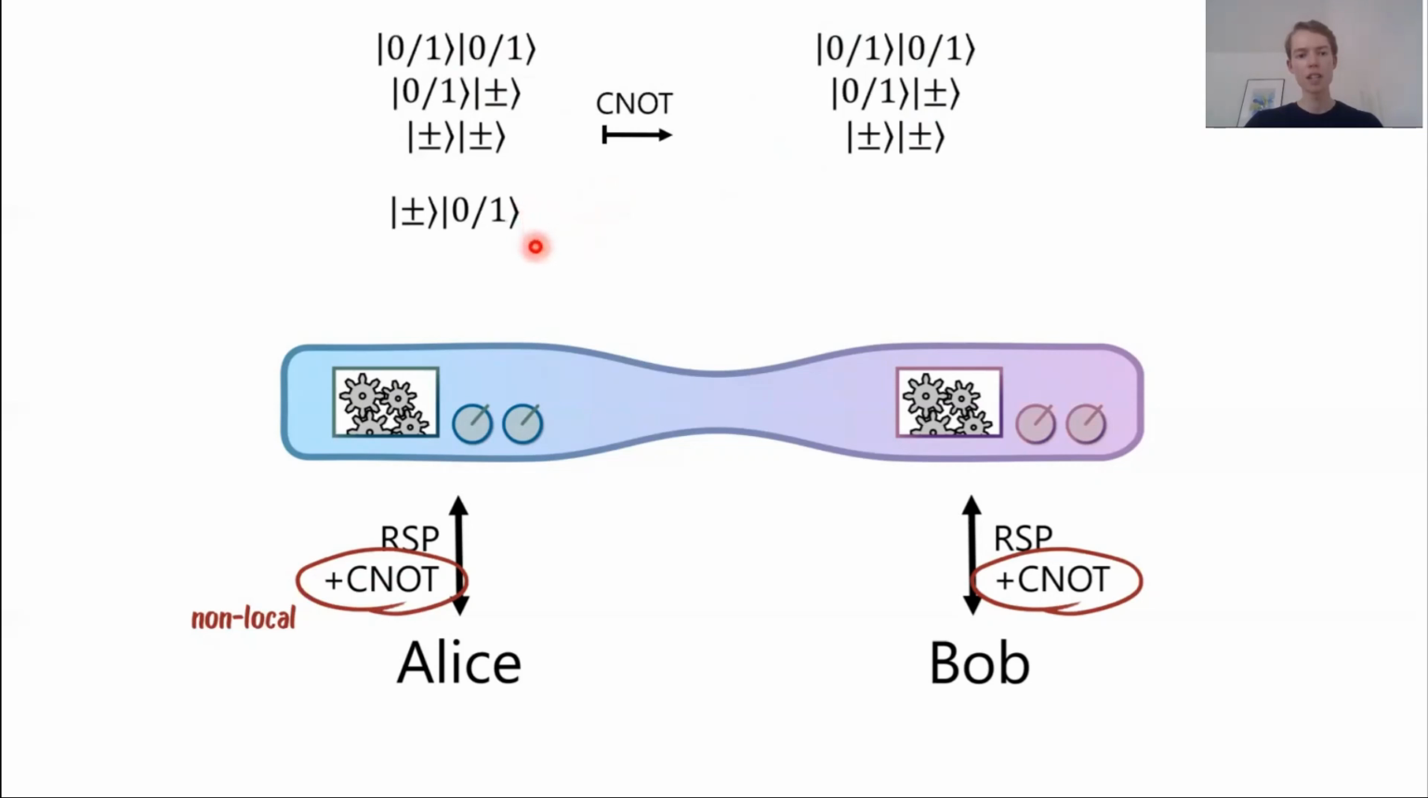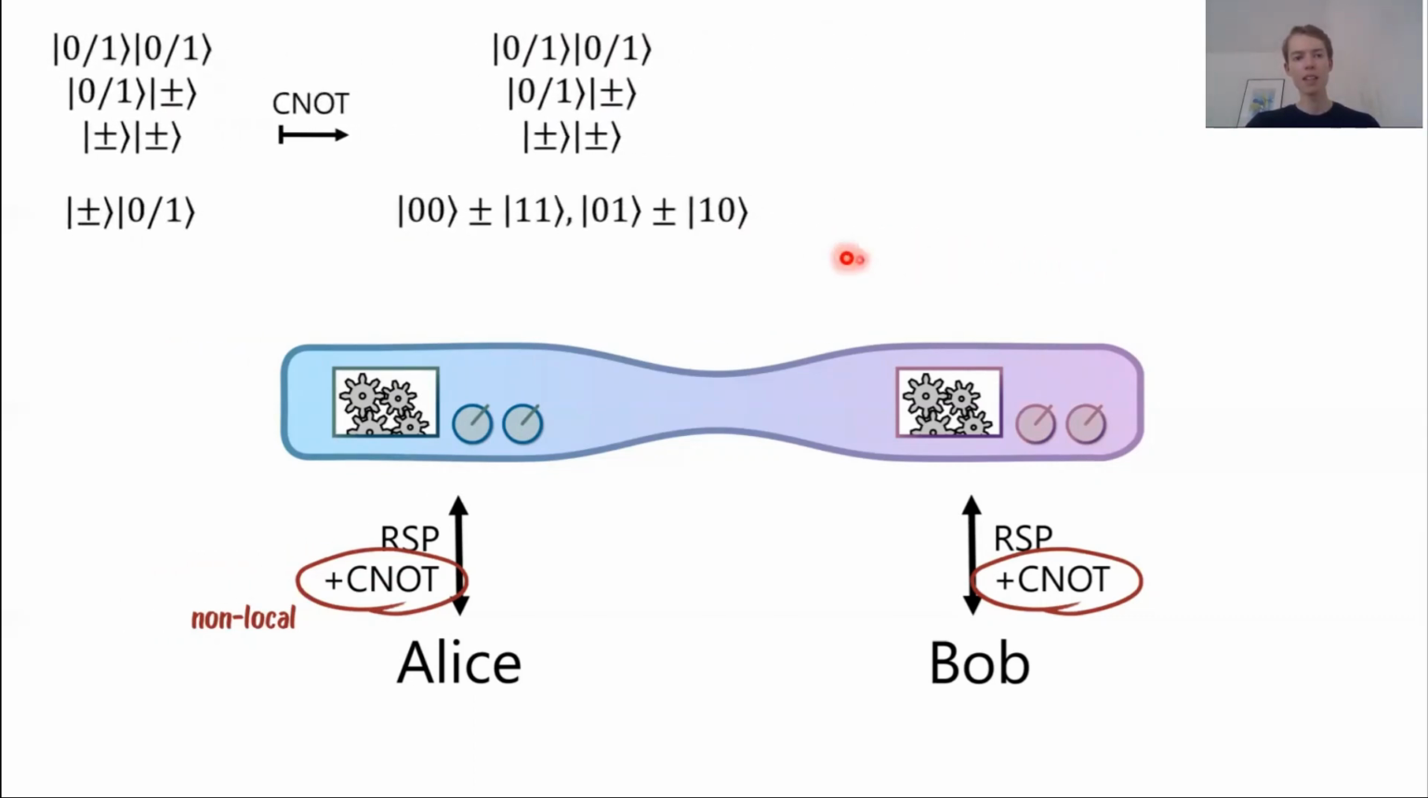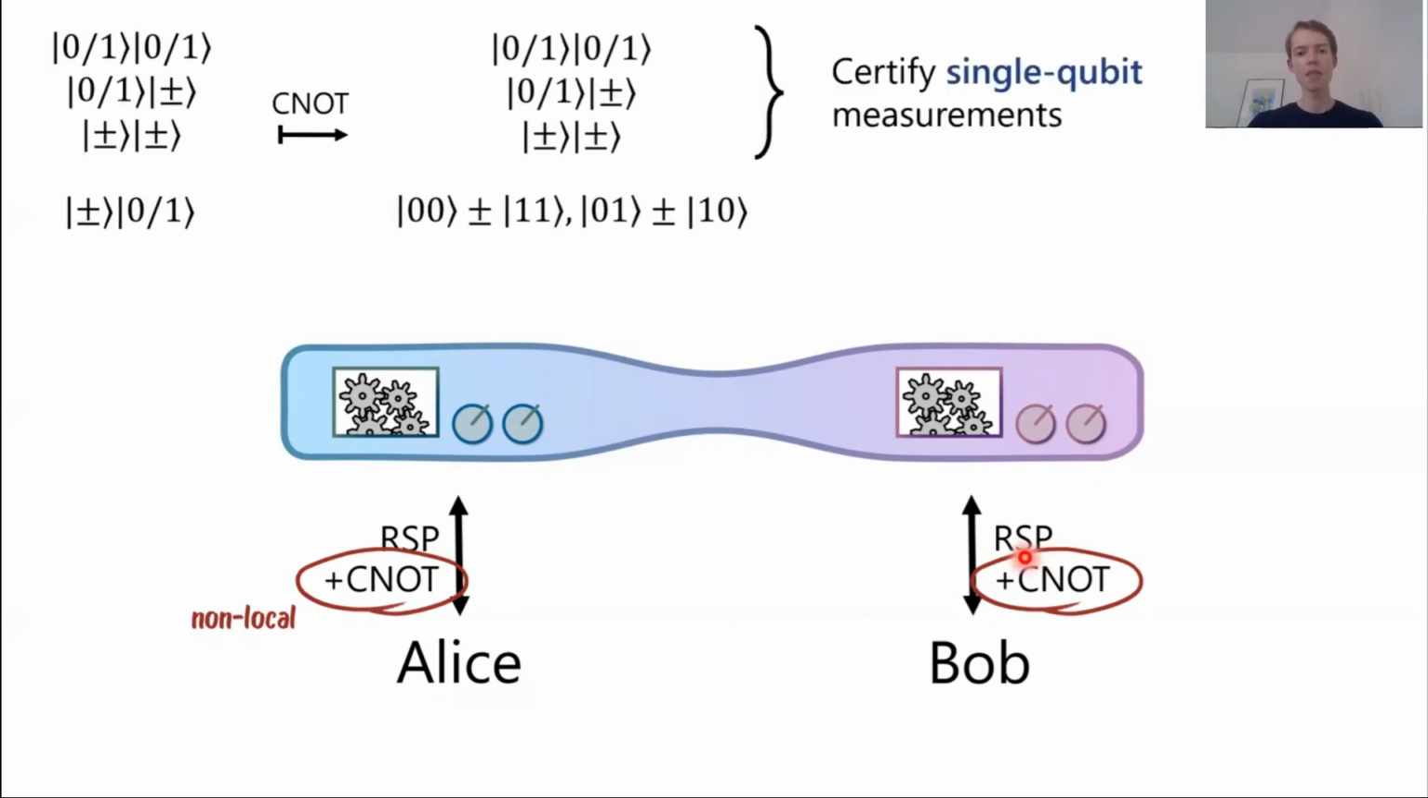And in contrast, these last 4 states down here will get mapped to the 4 Bell states. So why is this useful? It's useful because it basically tells us that in these first 3 cases here, the CNOT gate doesn't do anything except some relabeling. So if Alice and Bob in their checks undo the relabeling and then apply the same checks as they did for just the 2 independent RSP protocols, then they can use these first 3 cases here to certify single qubit measurements in the device.